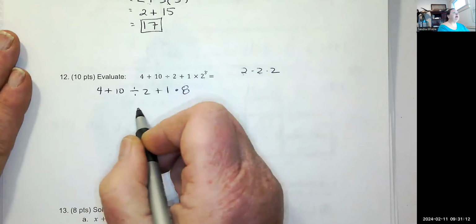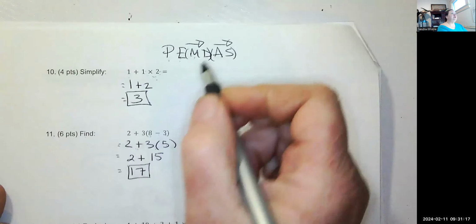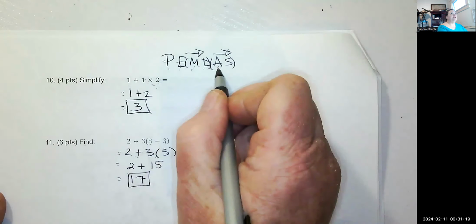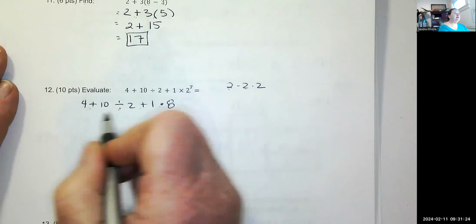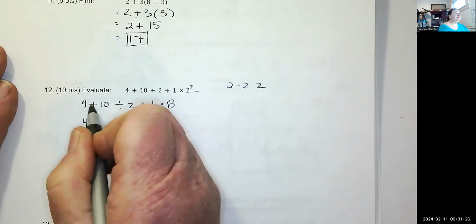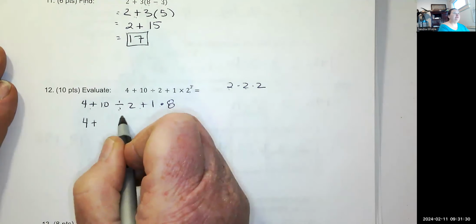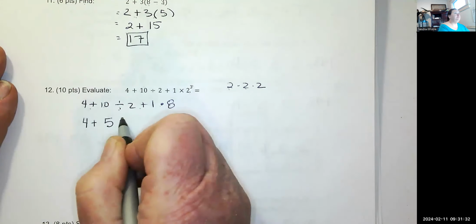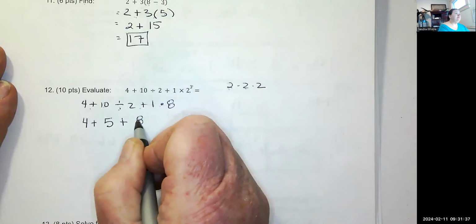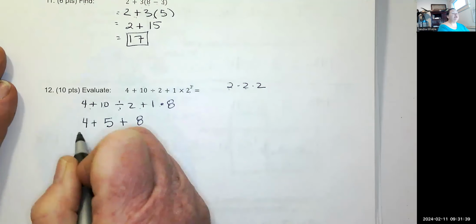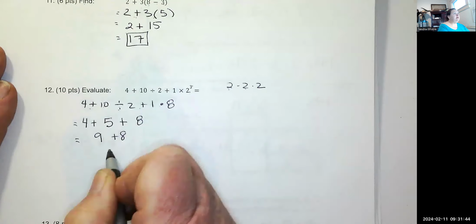Okay. Now the next thing, I've got addition, division, addition, multiplication. So multiplication and division come before the addition. But I have to work the multiplication and division from left to right. So I can't do anything with the 4 because it's added. 10 divided by 2, I have to do that first. 5. Plus, and now I can do the 1 times 8 is 8. Now everything is added, so I can just add straight across. 9 plus 8 is 17.